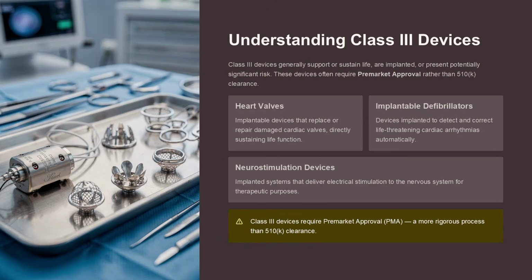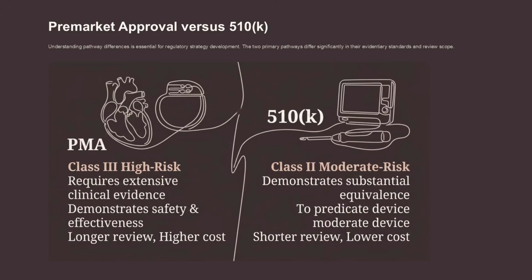Class 3 devices generally support or sustain life, are implanted, or present potentially significant risk. These devices often require pre-market approval rather than 510(k) clearance. Pre-market approval is essential for regulatory strategy development. The process pathways differ significantly in their review standards and costs.